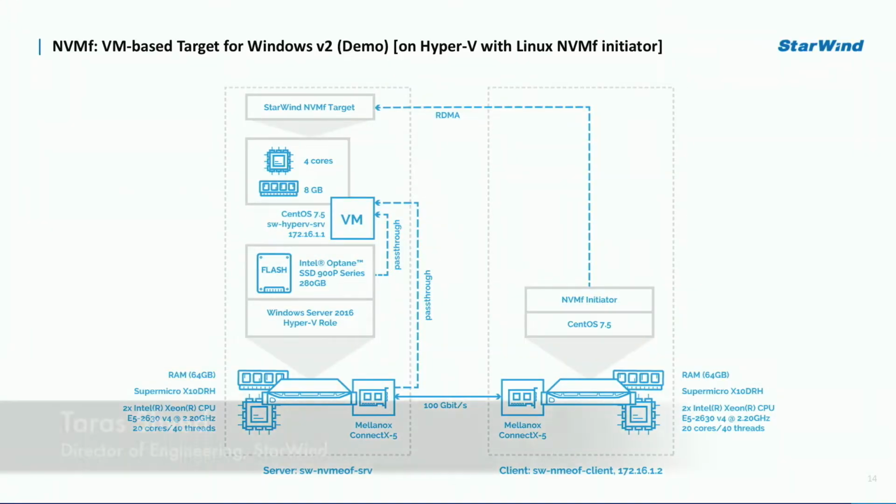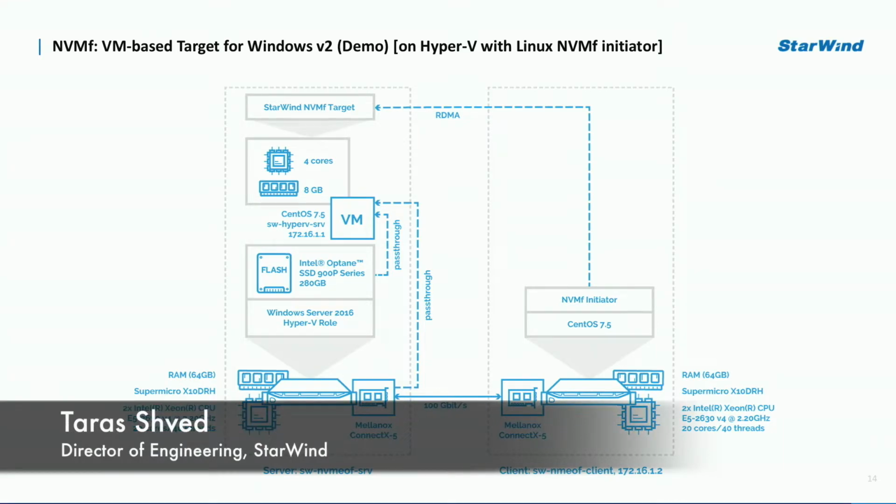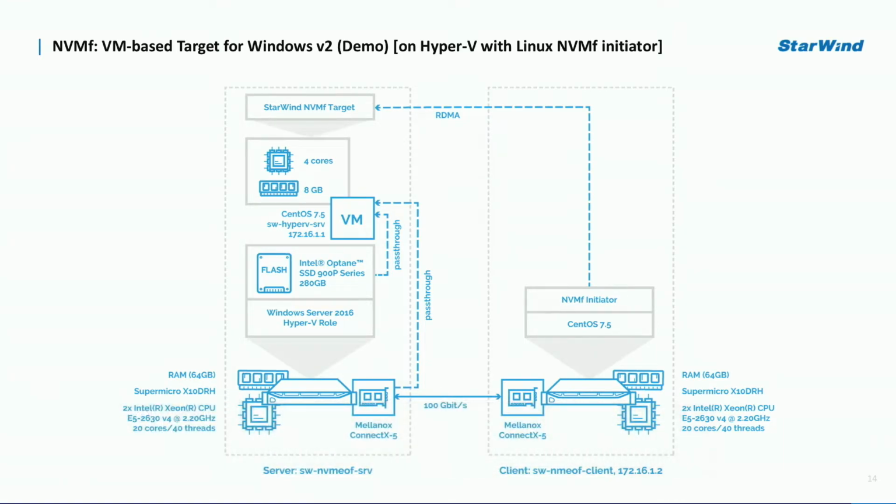Instead of running StarWind Virtual SAN software on top of Windows bare metal, we've, as Max already told, virtualized everything in a VM. And we've passed through the Mellanox RDMA-capable NIC and the Optane into the VM directly, because SR-IOV still doesn't work properly in Windows, so we had to use pass-through. As soon as they fix it, it can be SR-IOV. But for this purpose, it was a pass-through.